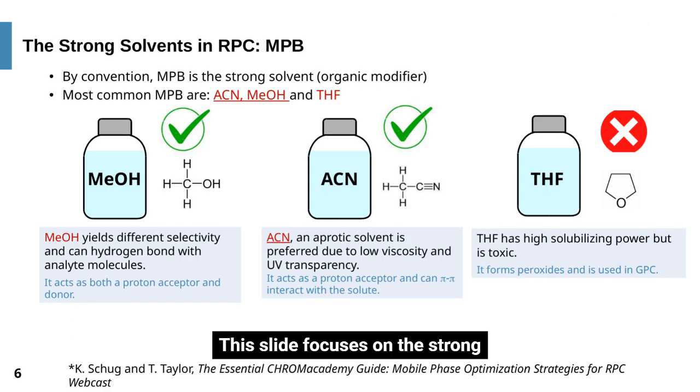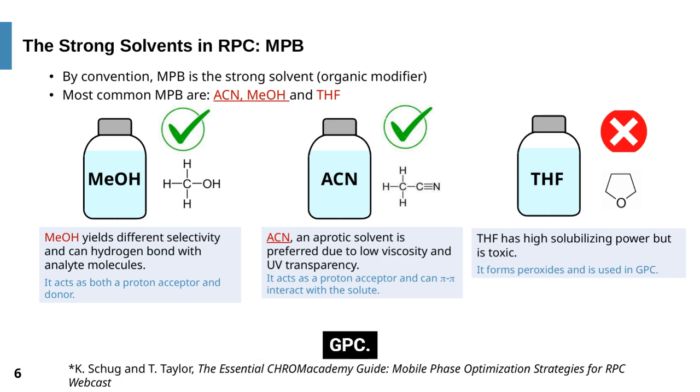This slide focuses on the strong solvents in RPC, the MPB. Common MPB choices are ACN, MeOH, and THF. ACN is preferred due to its low viscosity and UV transparency. MeOH offers different selectivity and can hydrogen bond with analyte molecules. THF has high solubilizing power but is toxic and used in GPC.